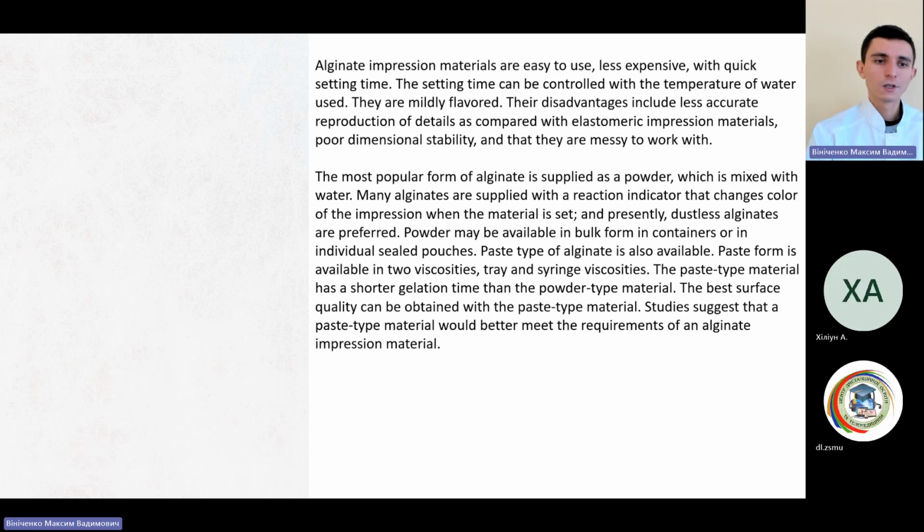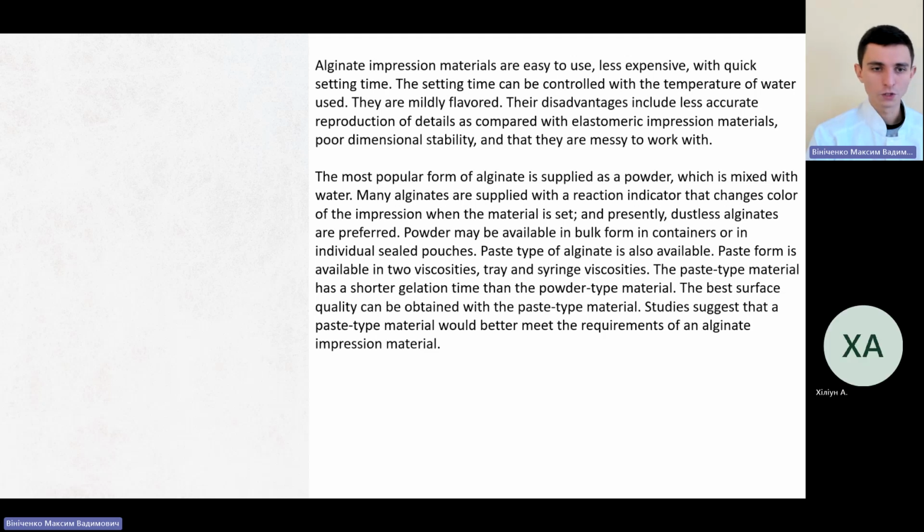Alginate impression materials are easy to use, less expensive, with quick setting time. The setting time can be controlled with the temperature of water used. They are mildly flavored. Their disadvantages include less accurate reproduction of details as compared with elastomeric impression materials, poor dimensional stability, and that they are messy to work with.